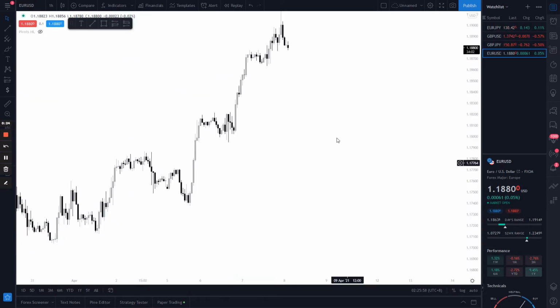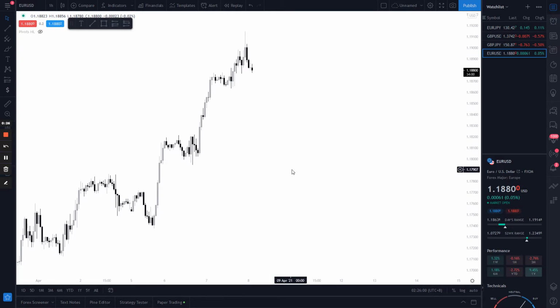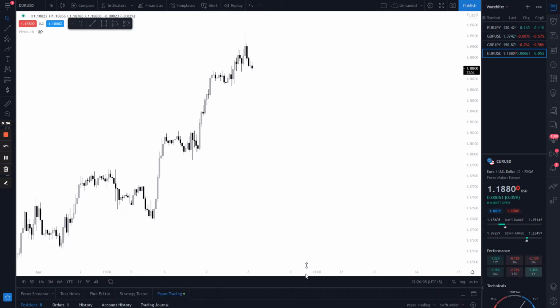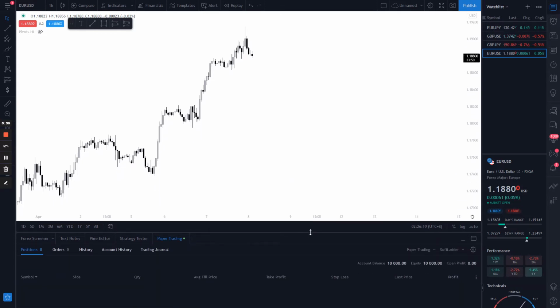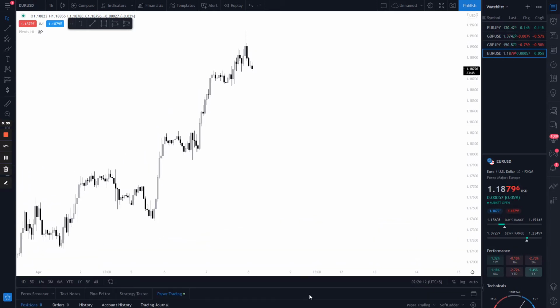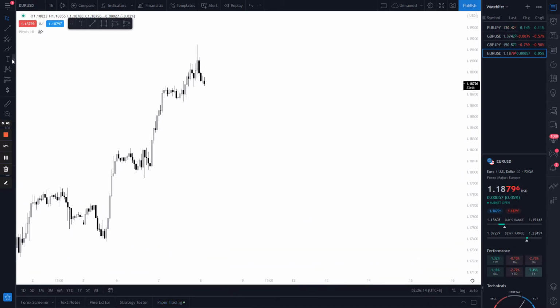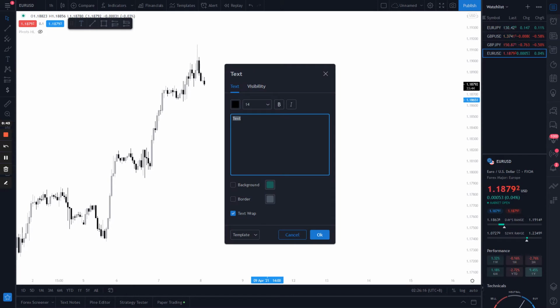So basically the question here is, how do you calculate your lot sizes? And it's fairly simple. So I'm just going to go through it fairly easily in this video itself. So let's say now I have a paper trading account of about $10,000. So $10,000, we know that 10,000 is the full amount.